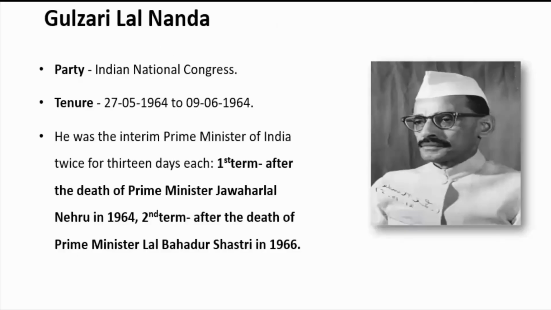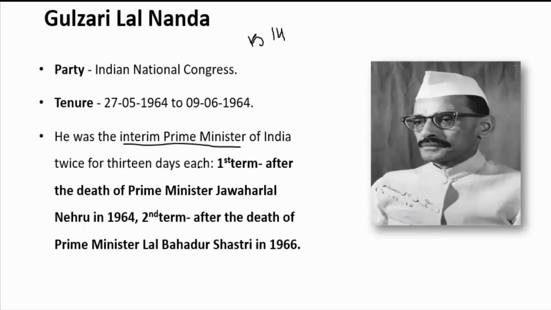Next in the list, we have Gulzari Lal Nanda ji, and there is a debate. At some places you see that a total of 15 prime ministers have served India till date, but at some places you see a total of 14. This is because Gulzari Lal Nanda ji was the interim Prime Minister of India, which means an interim Prime Minister is one who serves for a very short period of time. Gulzari Lal Nanda ji served for 13 days, for two terms.